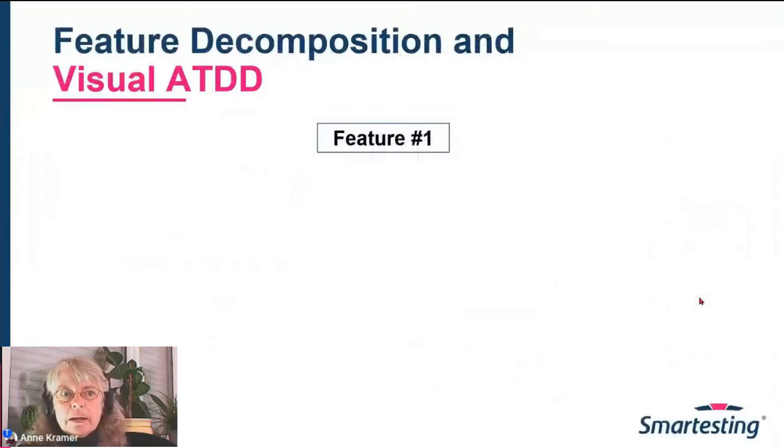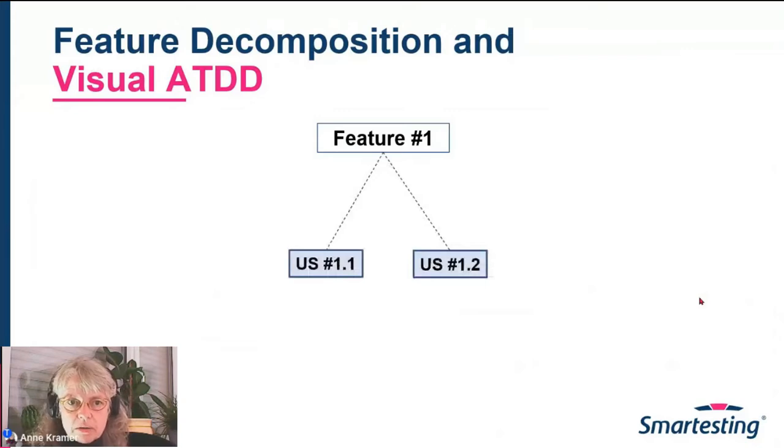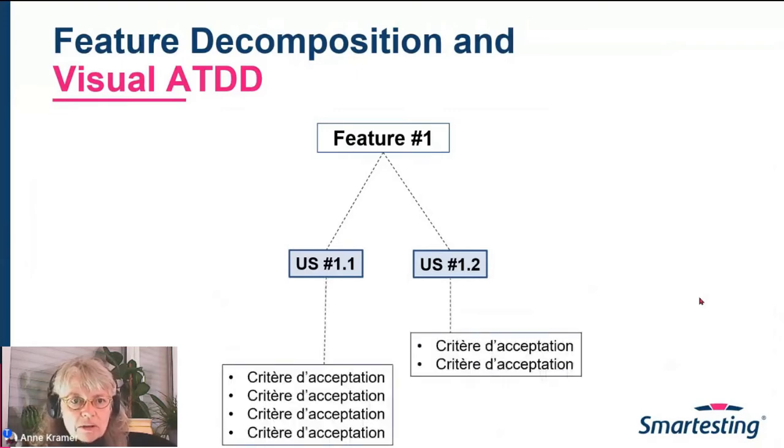Yeah, when we look at Visual ATDD and the level it works at, we have features, for example, or epics, but let's speak about features. Then you break down your features into user stories, and your user stories have acceptance criteria.